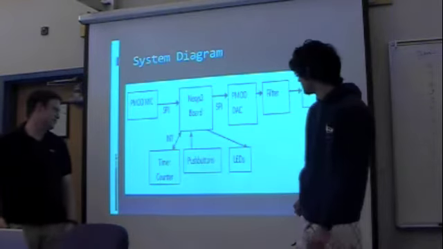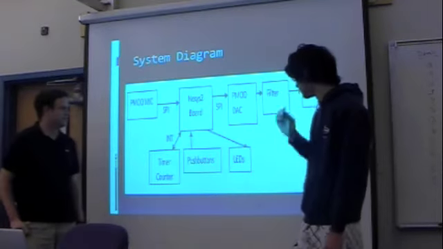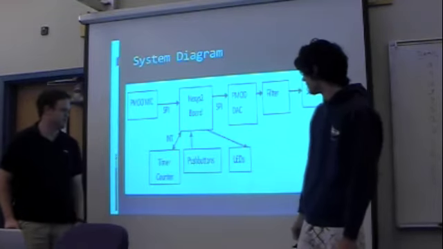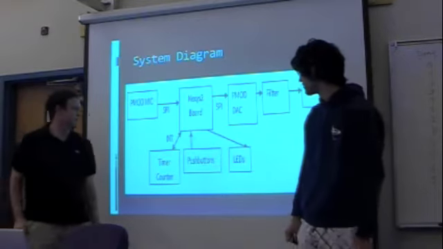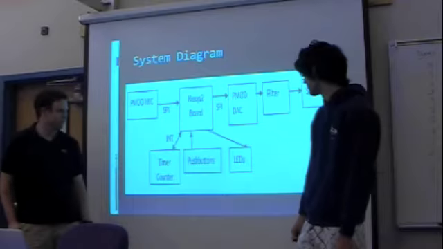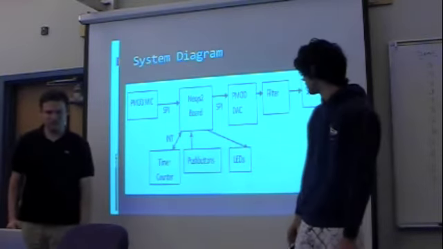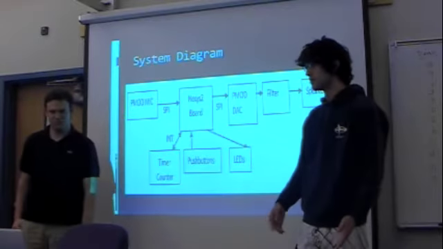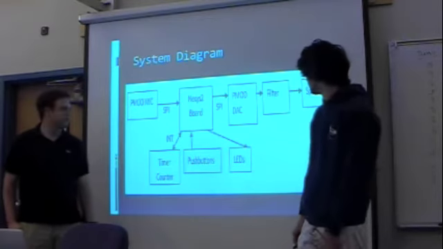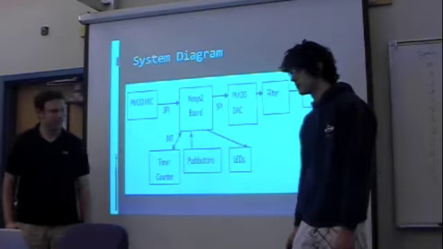Here's our basic system diagram. The input and the output both use the SPI. Those are from previous labs. We use the timer counter to determine our sampling rate, and we use the same timer counter to output, so it just goes through. And then the filter and the speakers are just connected by wires.